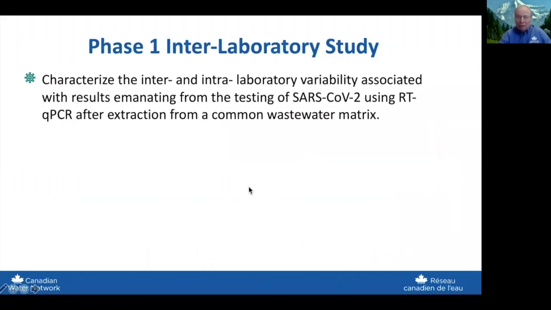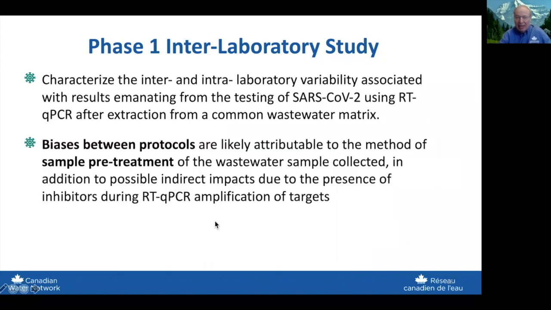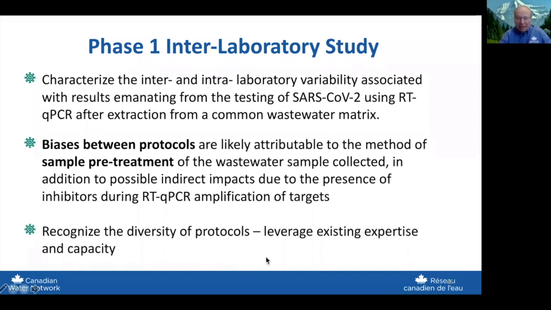What we were trying to do was characterize the inter- and intra-laboratory variability in using these techniques. We recognize that the biases between protocols are likely to be tied more to how the samples were prepared rather than differences in the qPCR amplification. But with the diversity of protocols, we were trying to leverage the existing experience and capacity in doing this study.